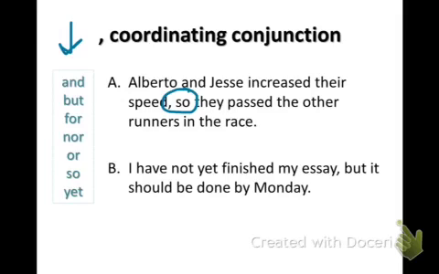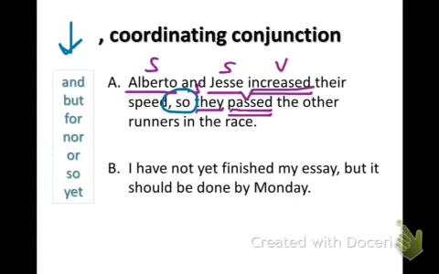That's generally going to indicate, unless it's items in a series, that there is an independent clause on one side and an independent clause on the other side. So if we look in front of the word so, we see Alberto as our subject and Jesse as our subject, and we see the verb increased as the verb. There is one independent clause. Following the coordinating conjunction, we see the word they as the subject and passed as the verb. I have two independent clauses joined by a coordinating conjunction. That makes a compound sentence.